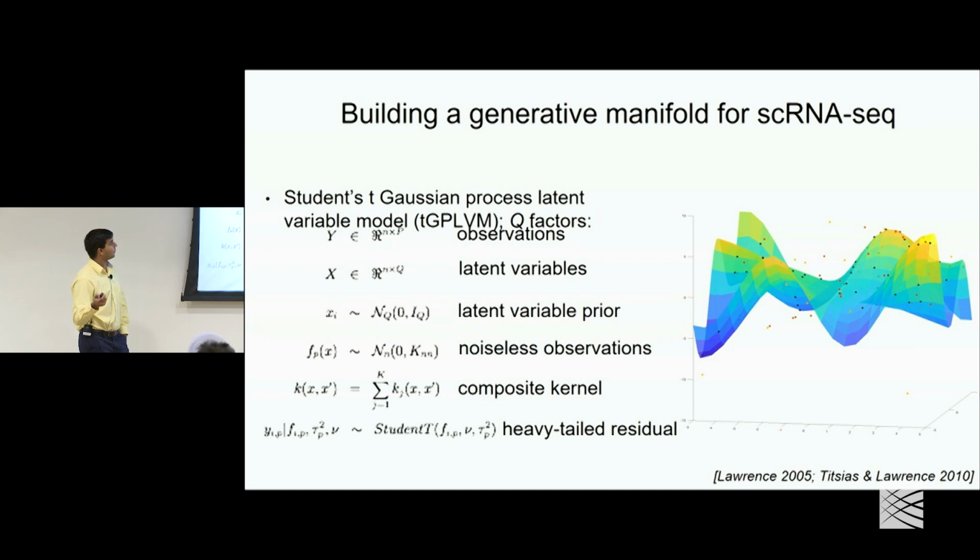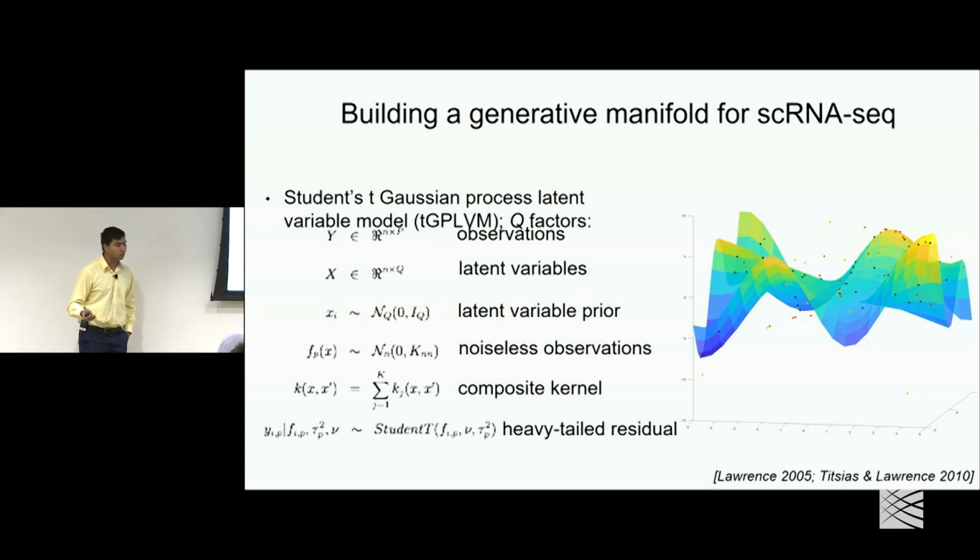So just to go over quickly what our model is, we use an adaptation of the Gaussian process latent variable model. Have you guys heard about Gaussian processes before? All right, so everyone's familiar with that. And so, oh, not everyone. Okay, so I'll start from the fundamentals.